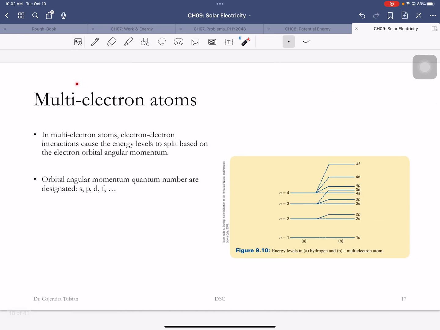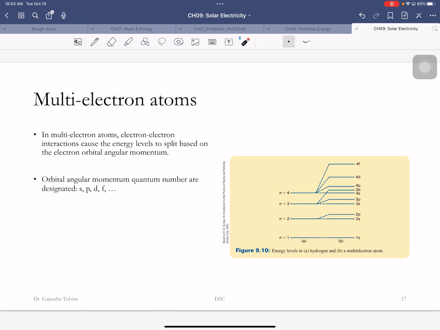Now, hydrogen is the only atom with one electron. All the rest have multiple electrons. What happens is this n equal to 2 level has several sublevels, and those sublevels get split. Anyway, it doesn't matter. These are the energy levels.